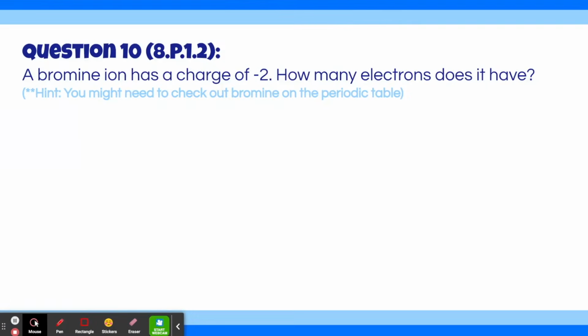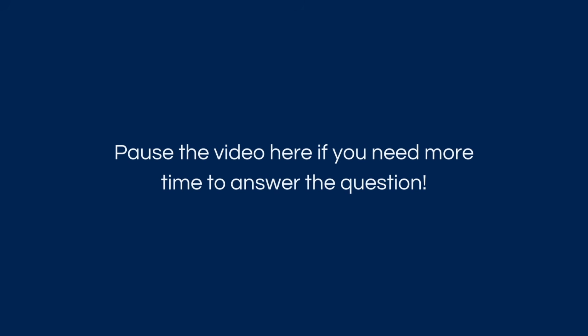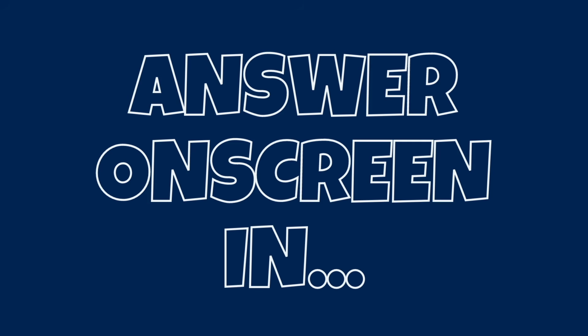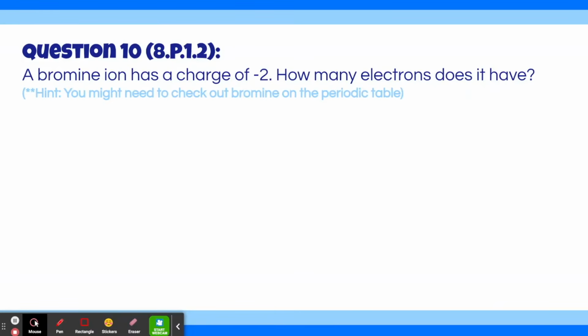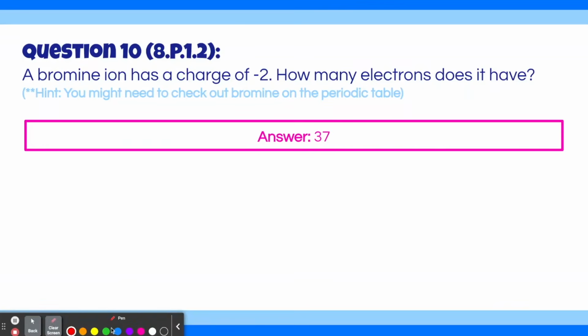Question 10. A bromine ion has a charge of -2. How many electrons does it have? You might need to check out bromine on the periodic table. Okay, so the answer to this question is 37 electrons.